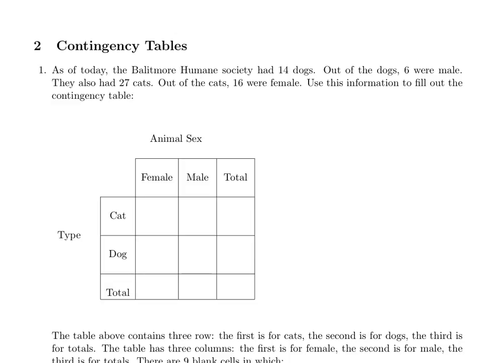A contingency table is a lot like a frequency table in that it allows us to display how many fall into each category. The difference is a contingency table accounts for two different variables. So for instance here, you can see I have the type of animal and the animal's sex.